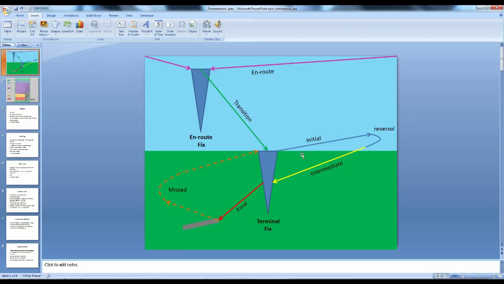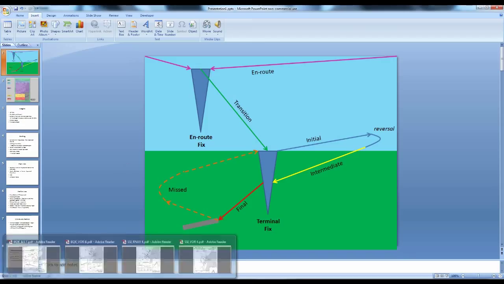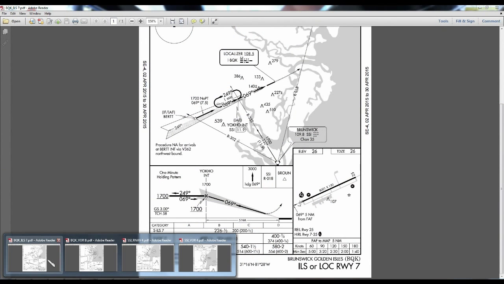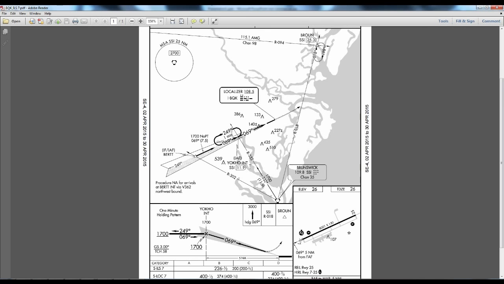A transition can be a number of things. It can be radar vectors, it could be airways, it could be a direct route, it could be a star or a feeder route. It could be any number of things. And to determine what your transition will be, you just need to find a way of connecting your last en route waypoint to your initial approach fix.